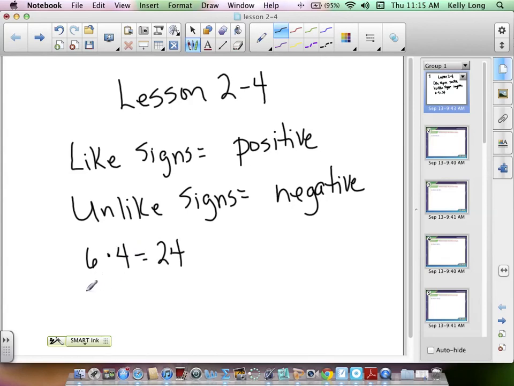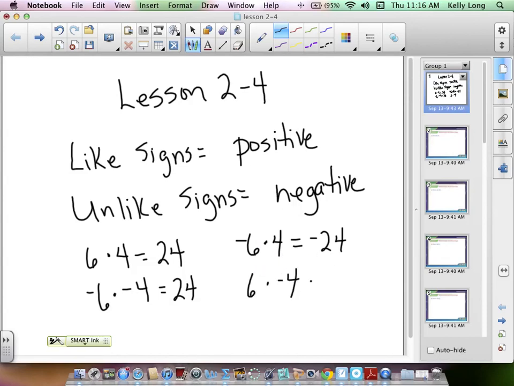Okay, like signs. Negative 6 times a negative 4, like signs, is also a positive 24. That's probably the hardest for people to understand. Okay, how about a negative 6 times a positive 4? Unlike signs, so my answer is a negative 24. Or a positive 6 times a negative 4. Again, I have unlike signs, so my answer is negative. So just remember, when you're multiplying, like signs are positive, unlike signs are negative.